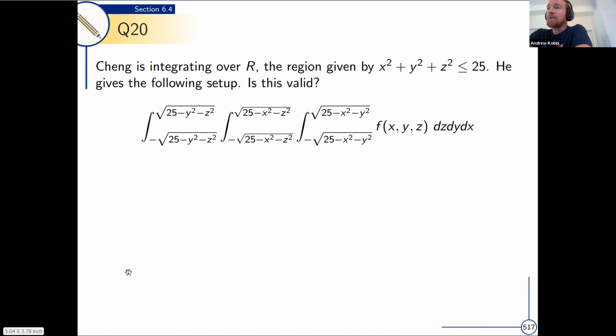And if it's valid, consider choosing a function f and trying to compute this and seeing if you're able to. It might be a complicated integral to solve. And if this is an invalid setup, how would you correct Chang's setup to give the correct bounds for a triple integral in this situation?